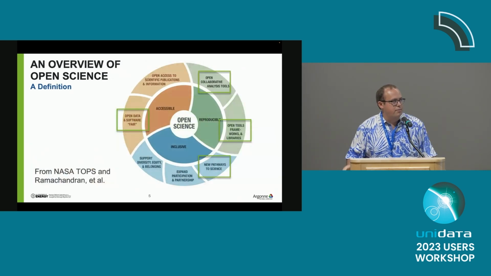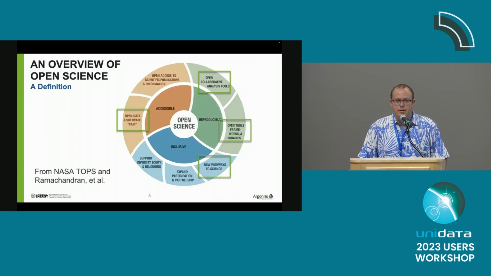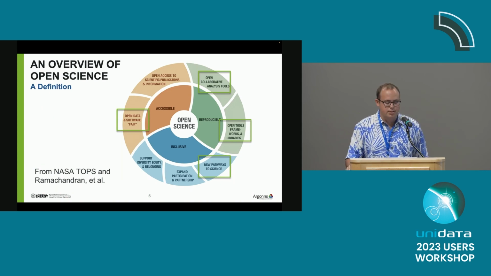So an overview of open science. I really like this figure from the NASA TOPS team. And this breaks down all the components. So you can see open science there in the middle. And the three main themes, which are accessibility, reproducibility, and inclusiveness. And the key components I'm going to talk a little bit about today are the open data and FAIR software, the open collaborative analysis tools, the open tools and frameworks, as well as just new pathways to science. And these are all very critical pieces of this open science story.